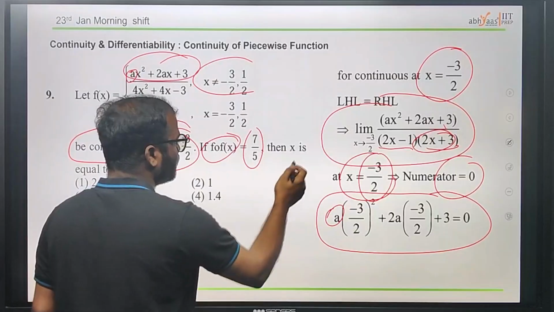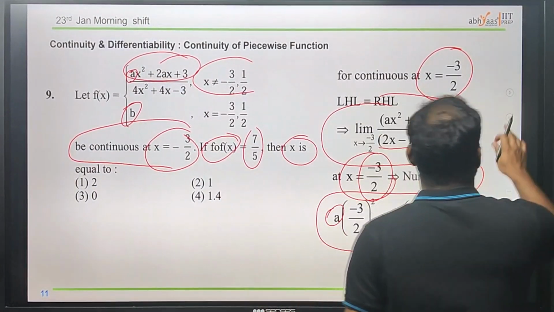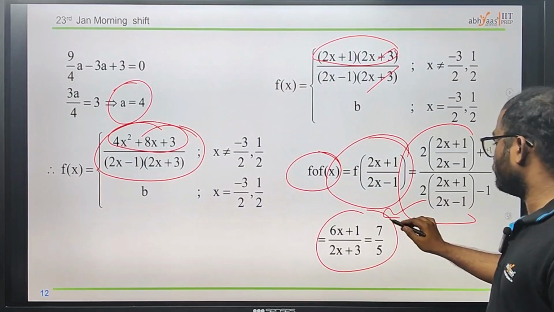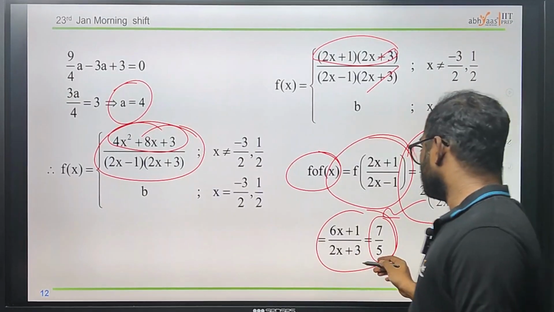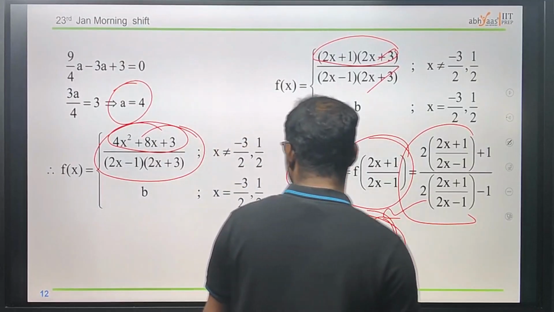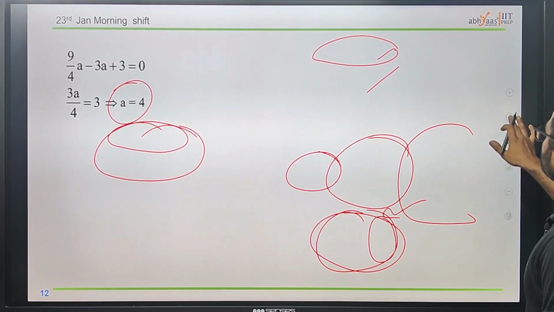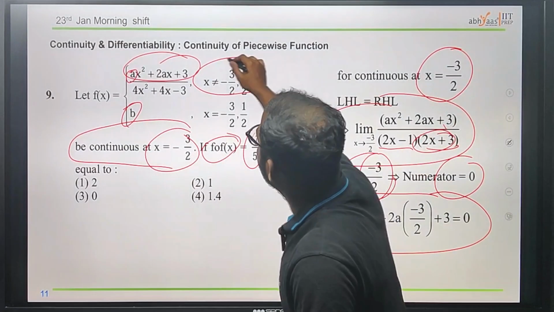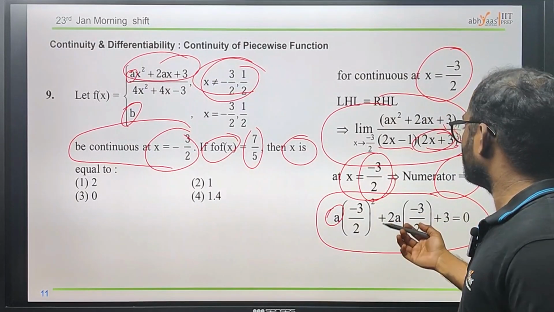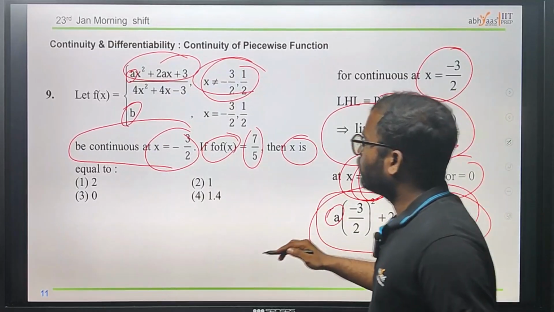Now they are asking about the value of x. I think ultimately we have to find the value of x. So we already have the 7 by 5. Just equating this thing, we may get some x values from this. I hope you understood. That is the thing from this question. Here we need to find using this continuity property and the values of this one. Here itself we have x not equal to minus 3 by 2, by using which we can easily find the a value. I hope you understood.